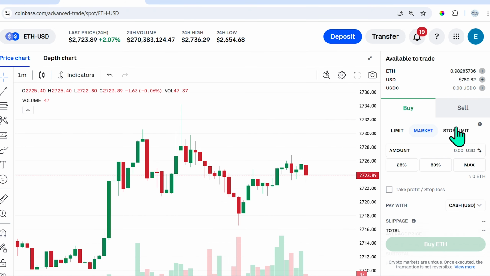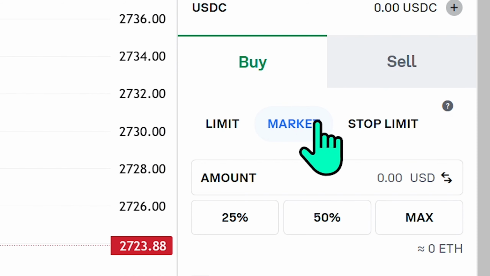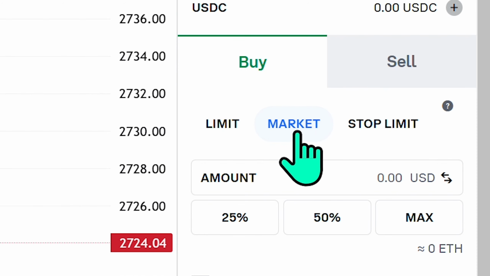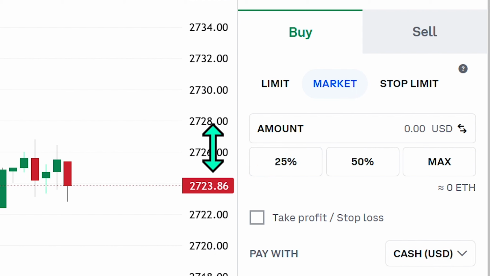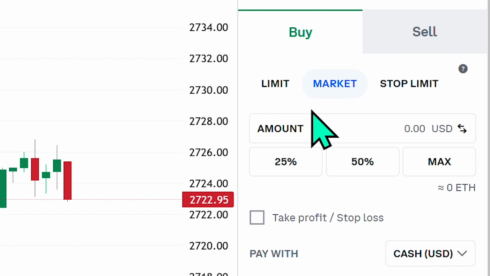So I'm about to explain to you everything you could possibly know about buying and selling using market orders on Coinbase. If you're unfamiliar with a market order, it is basically a type of order where you immediately buy or sell a crypto at the best available price. It's the fastest way to trade, but the price you get may change slightly due to market fluctuations.